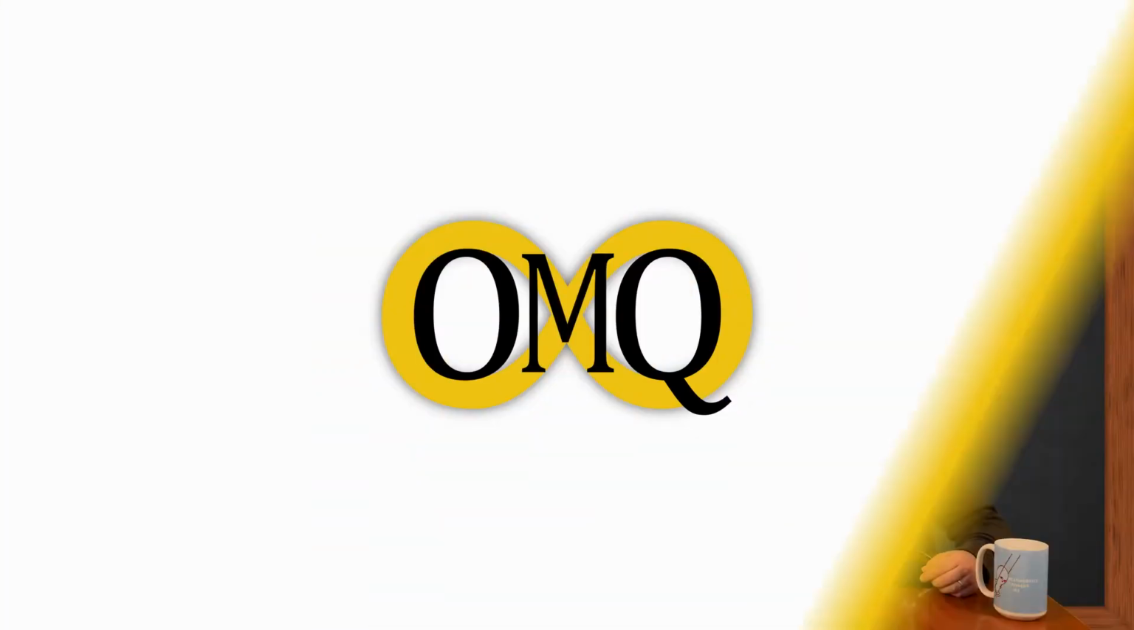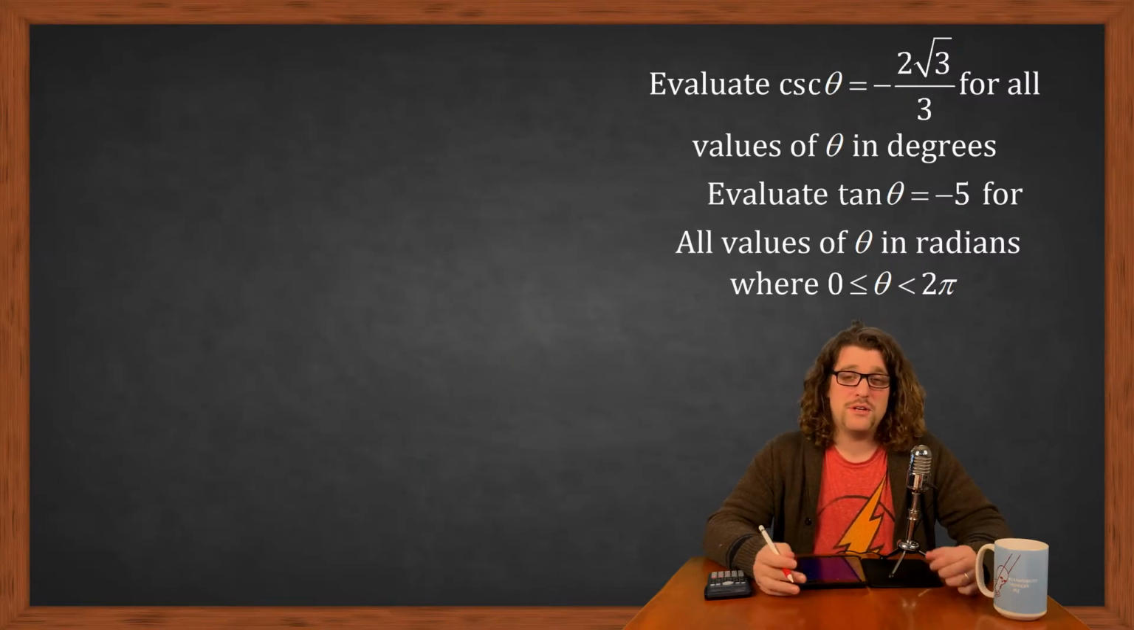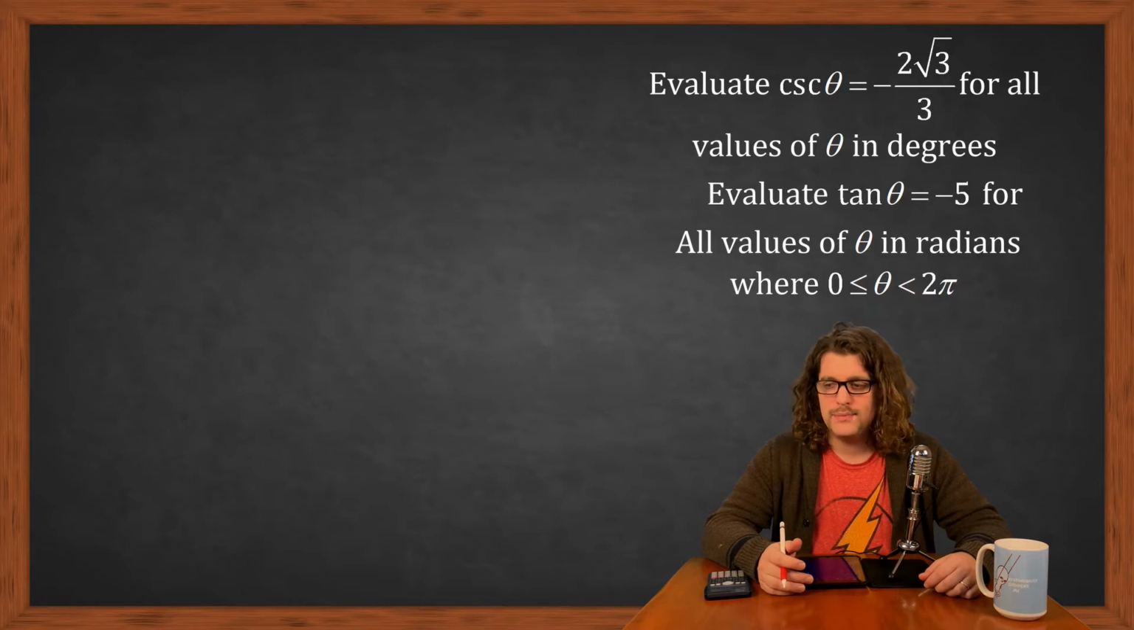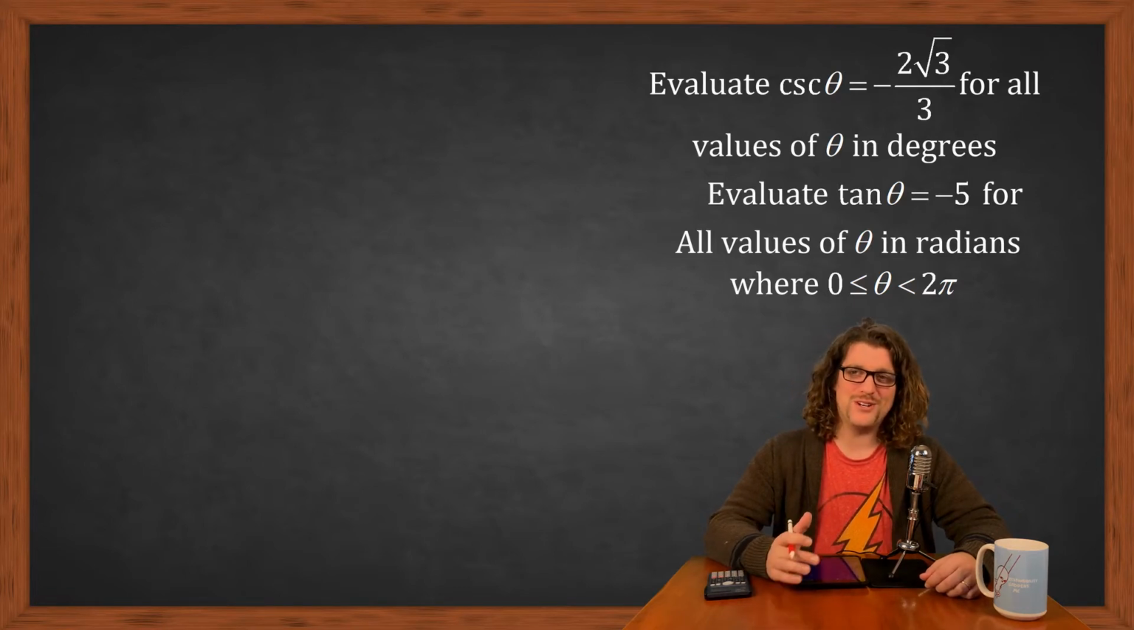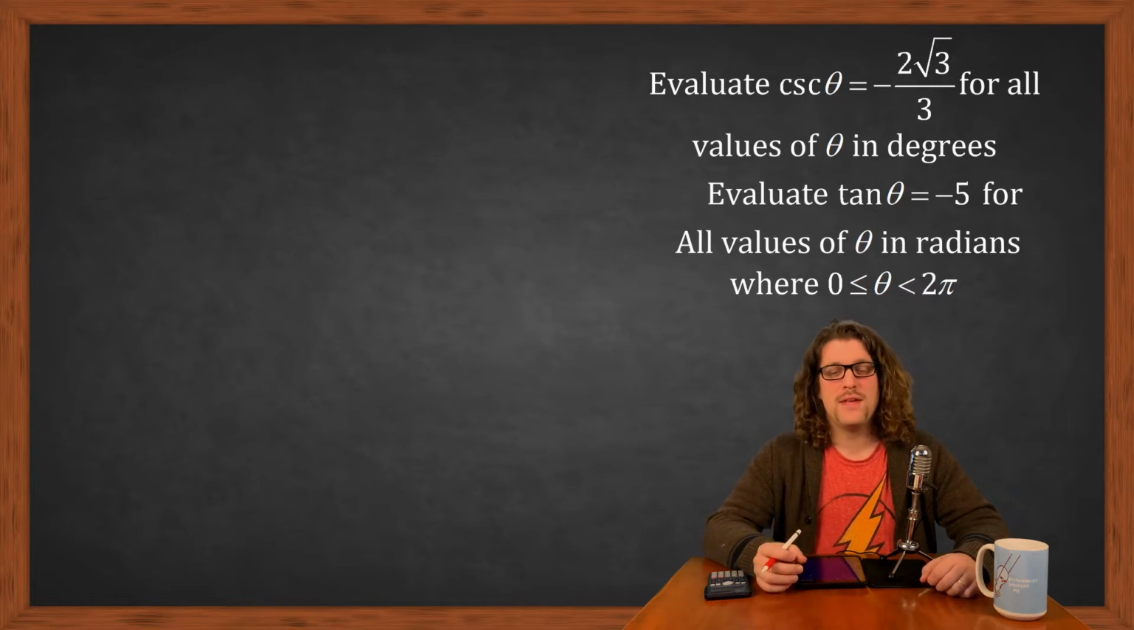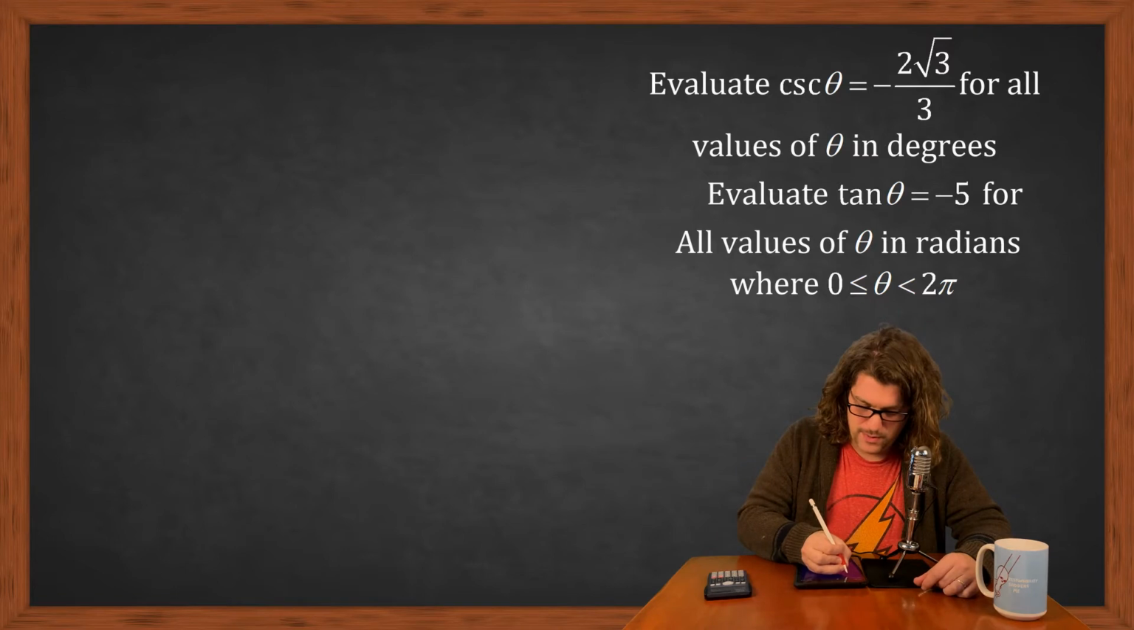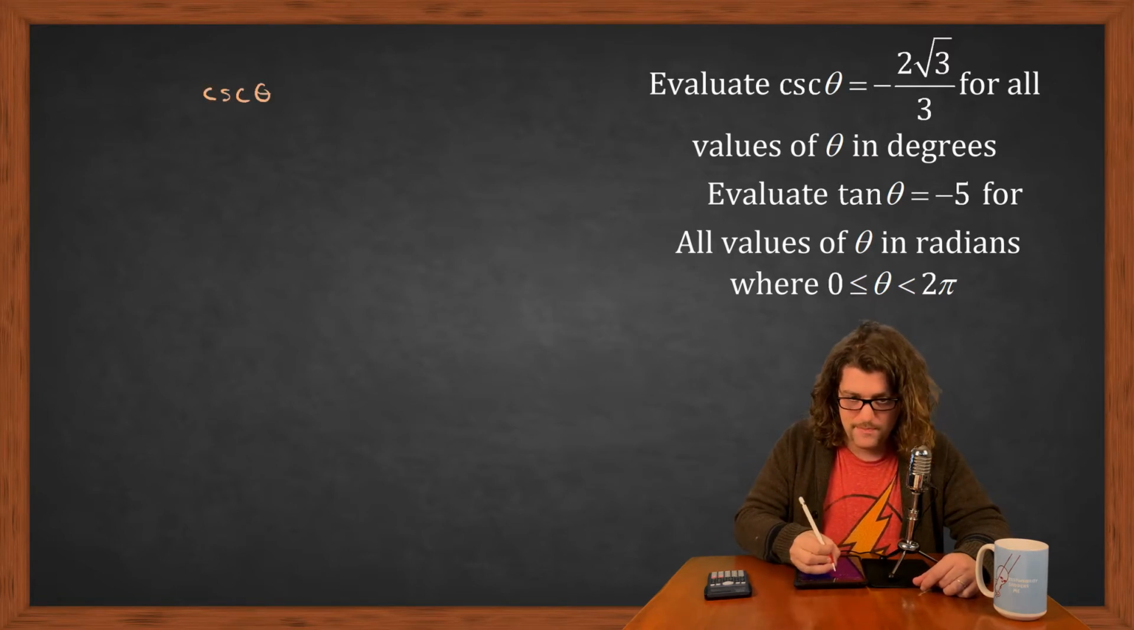Let's get to it. Okay, so I have a couple questions up above. They're fairly similar in a way, but also the expectations of how the answers show up in both cases are a little bit different. So for the first one, we're going to be doing it in degrees, and we have a reciprocal trig function: cosecant theta is equal to negative 2 root 3 over 3.